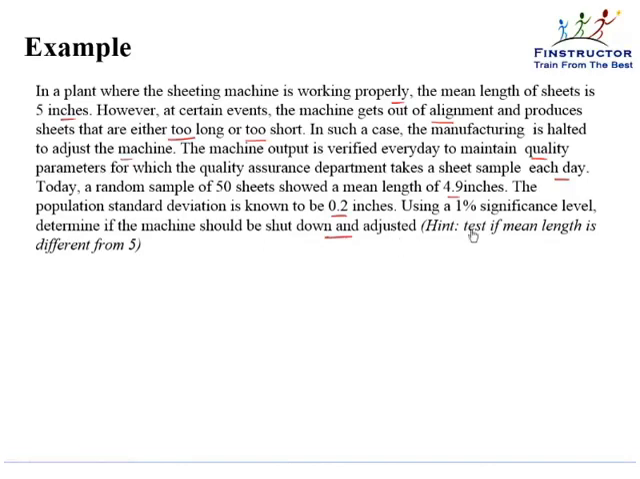Please understand that the machine should be shut down if the length is different from 5 inches. So we want to test if the mean length is different from 5. So let's do it. Step 1 is to state the hypothesis. We want to test if the length is different from 5. So the null hypothesis will be that the mean is equal to 5, and the alternative will be that the mean is different from 5.